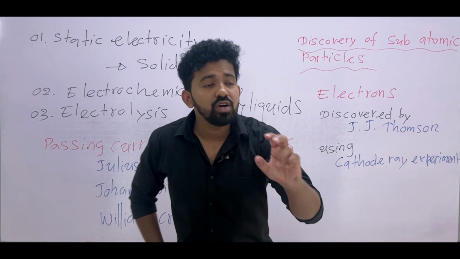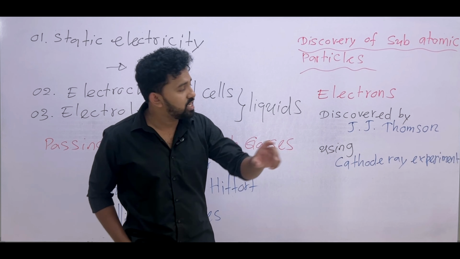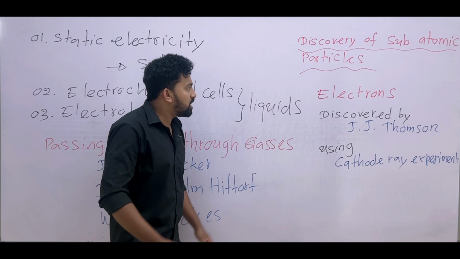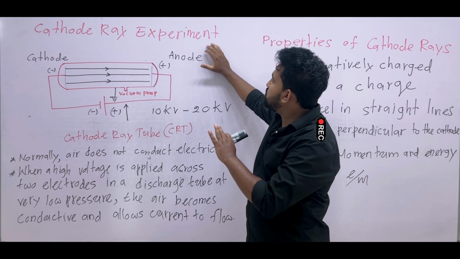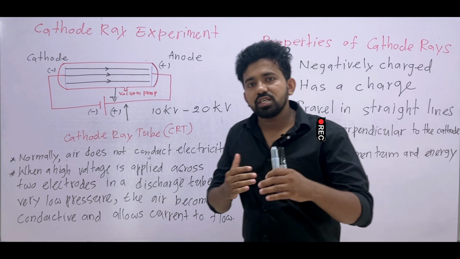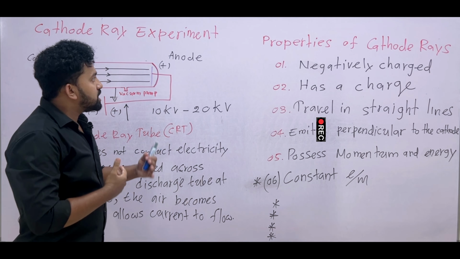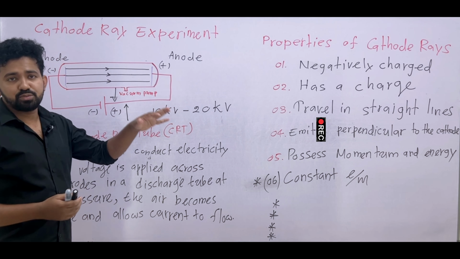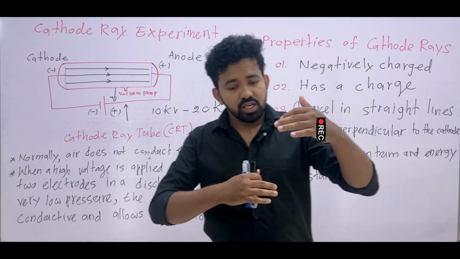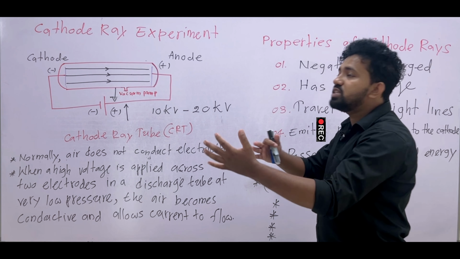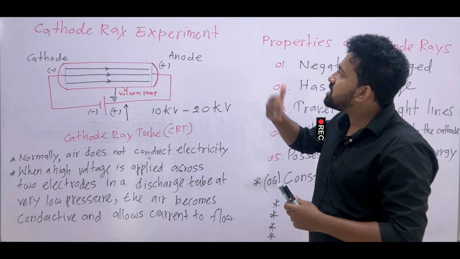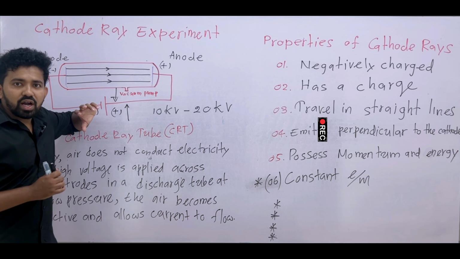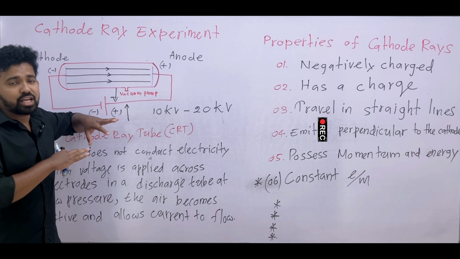Let's see how J.J. Thomson discovered electrons using the cathode ray experiment, and that is what we have to look at. Let's move to the cathode ray experiment. J.J. Thomson conducted a series of experiments to identify the properties of cathode rays. He used the Crookes tube to conduct the experiments. The experiments conducted using the Crookes tube are called cathode ray experiments. Let's try to identify the theory behind the cathode ray tube.